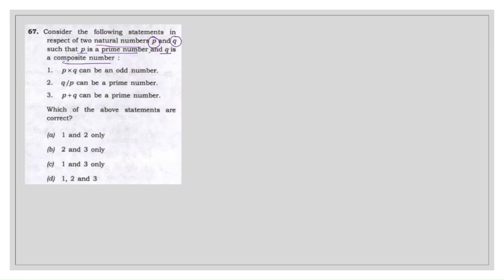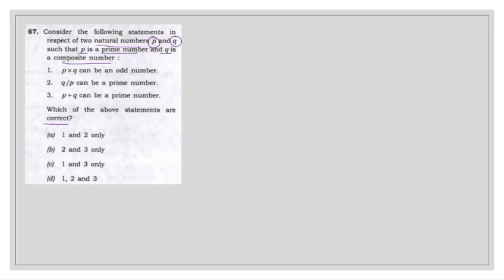Prime numbers are those numbers which do not occur in any table except for their own and the table of 1 obviously. And q, that is here they are referring to the composite numbers. Composite numbers are all the other numbers except for prime numbers. Now they have told us to consider all these statements and then they ask which of the above statements are correct.